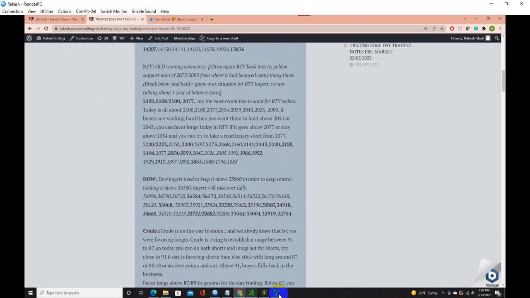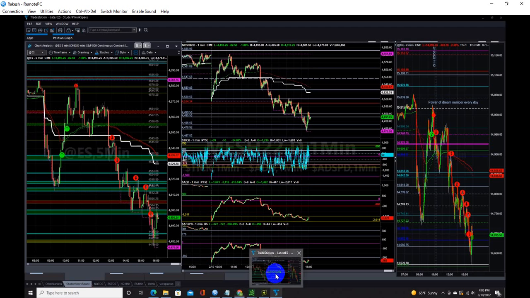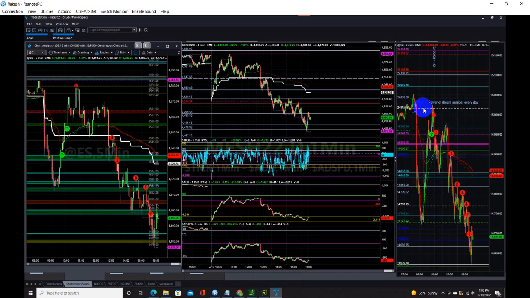So let's start here. See, that's the dream number. These two were dream number 15, and look at this, 620 was my last level. In Discord, I gave these levels today, and you can see all of these levels. For the upside bounce, this was 909. Remember I said below 909, you can take reactionary shorts.